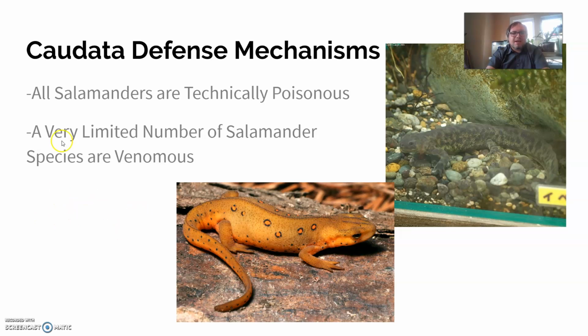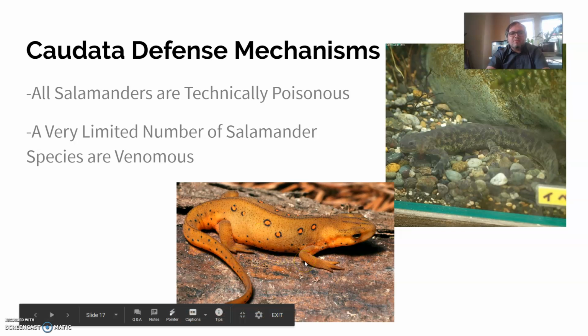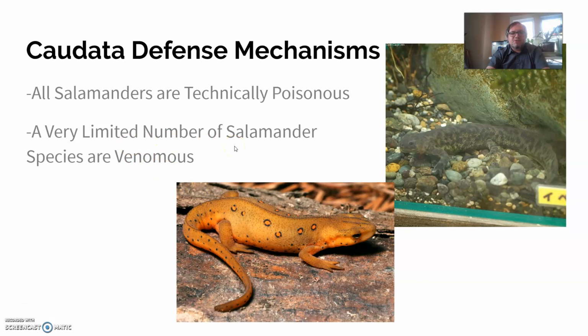As far as defense mechanisms, all salamanders are technically poisonous, and again, you can kind of gauge which ones are more poisonous if they have a really bright coloration to it. There are a very limited number of salamander species that are considered venomous, and this kind of gets into some weird parts of the words. But basically, they use part of their body to inject the poison that kind of pierces the poison sacs. And it's such a weird part. It's not what you would think.